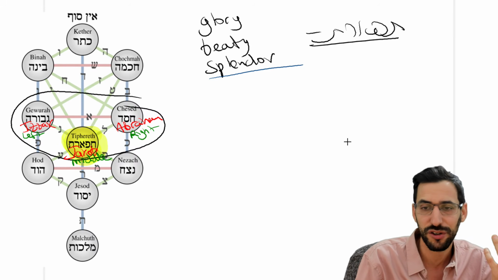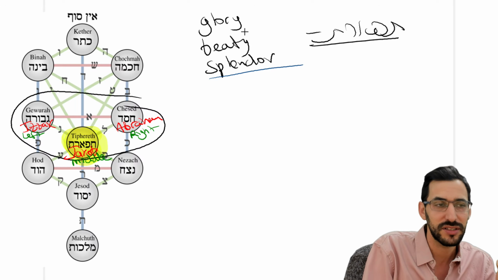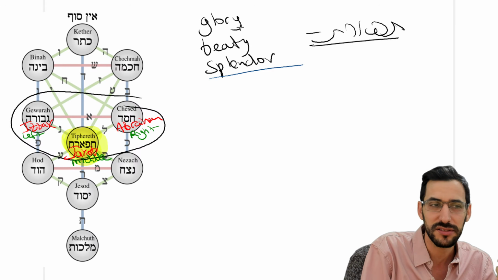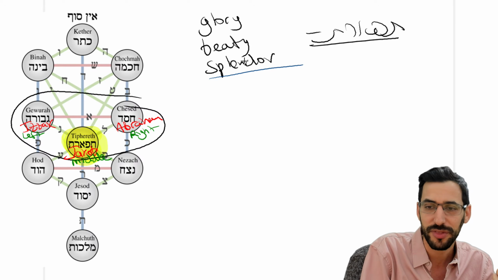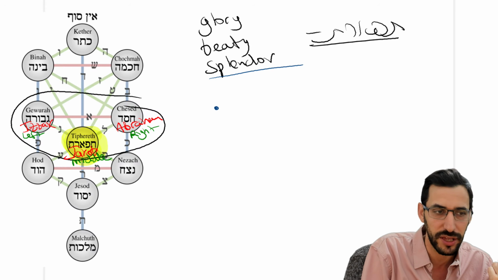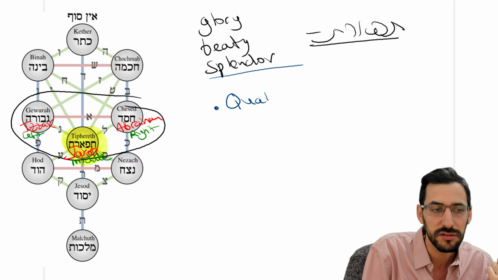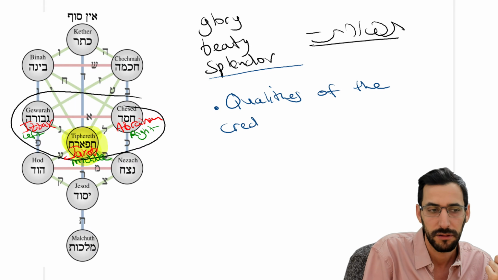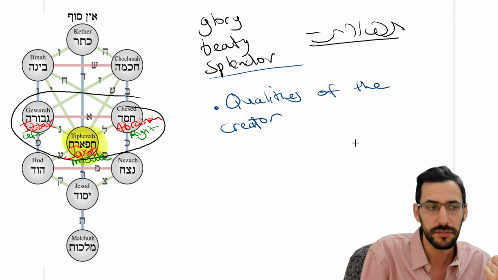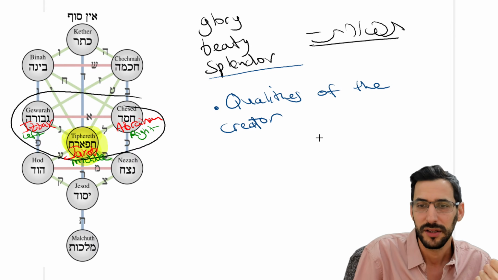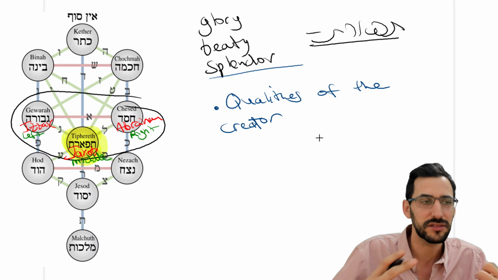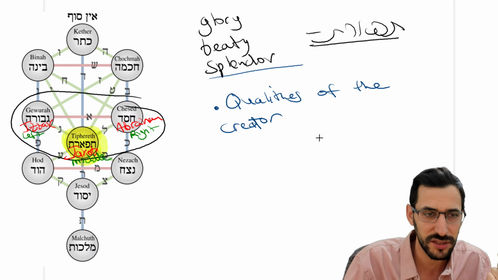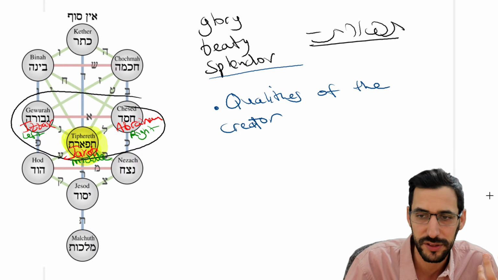Why is he called the senior of the fathers? Because it holds in it these qualities, glory, beauty, splendor. They are the qualities of the Creator. So the qualities of Tiferet are the qualities of the Creator. So that's why magnificence, highness, beauty, all of these things here, they resemble the quality of Tiferet.